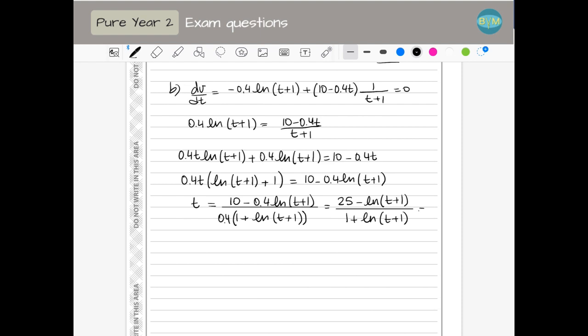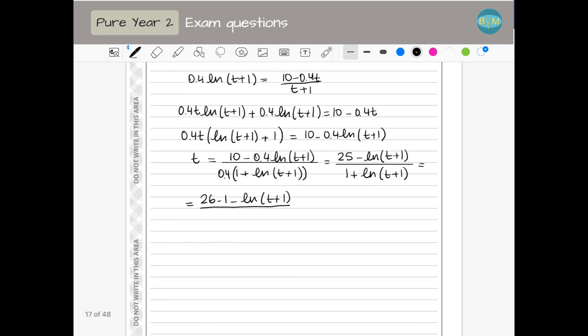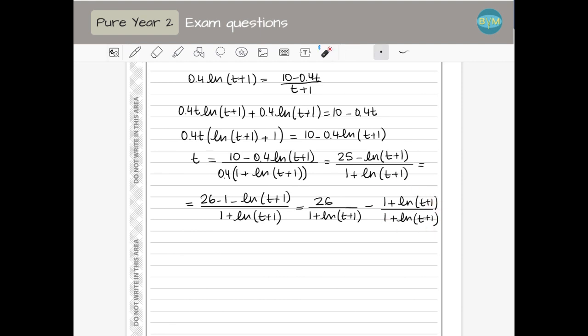So it's almost there. What I can do is to write the 25 as 26 minus 1, yeah, and minus ln(t+1). I'm just writing 25 in another way, because this is going to allow me to separate t plus 1. So I have 26 divided by 1 plus ln(t+1) minus 1 plus ln(t+1) divided by the same 1 plus ln(t+1). This whole thing is 1, so I have this minus 1, which is precisely what I needed.